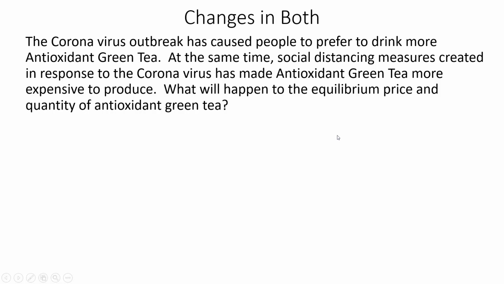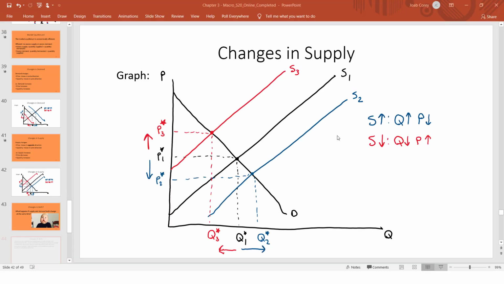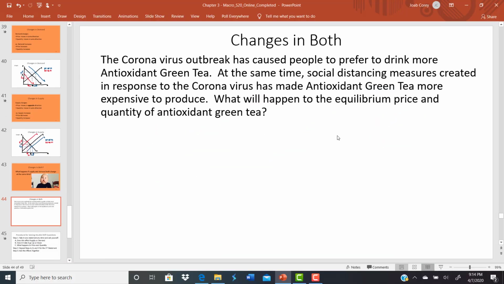So, moving forward here, let's say that the coronavirus outbreak has caused people to prefer to drink more antioxidant green tea. At the same time, social distancing measures created in response to the coronavirus have made antioxidant green tea more expensive to produce. What will happen to the equilibrium price and quantity of antioxidant green tea, given that both of these changes are occurring at the same time? So again, let's go ahead and graph this out.